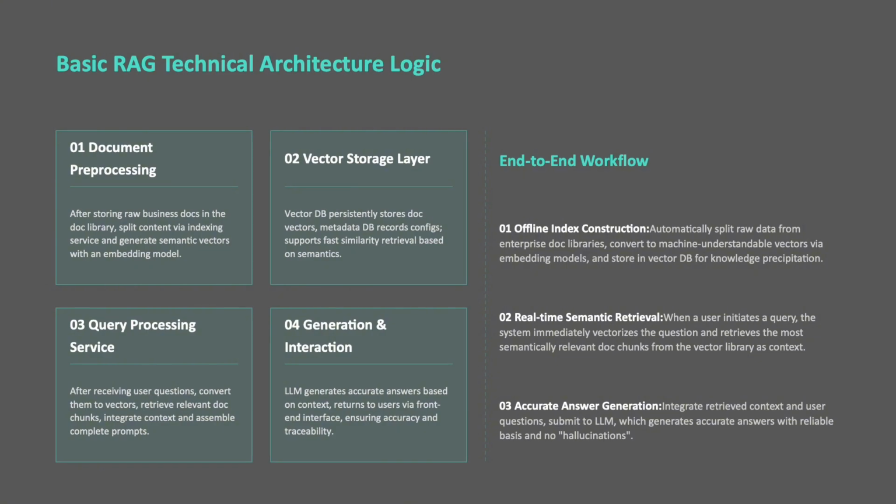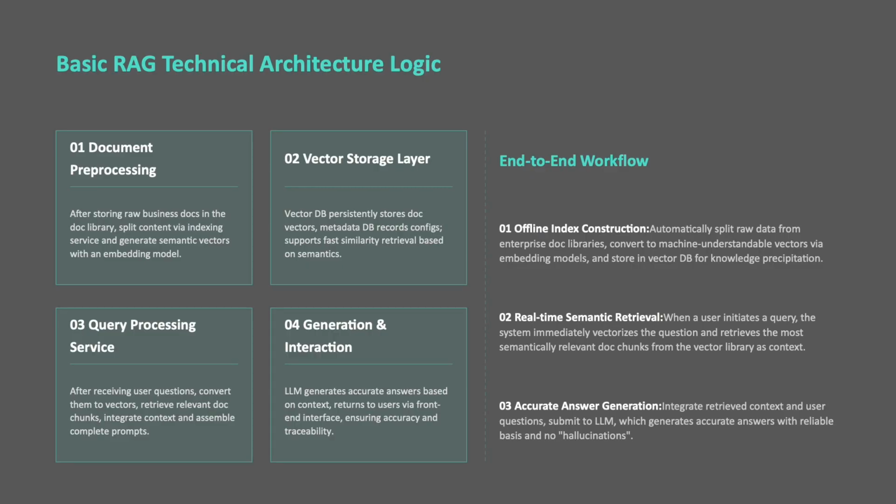Stage 3. Real-time query processing via query service. When a user types a question into the chatbot front end, the request hits the query service first. The service takes the user's query, runs it through the same embedding model to turn the question into a vector, then searches VectorDB to pull out the most semantically matching document chunks. It bundles those relevant chunks as context, then builds a complete structured prompt, combining the user's original question and retrieved context.